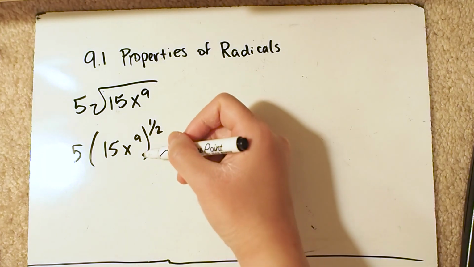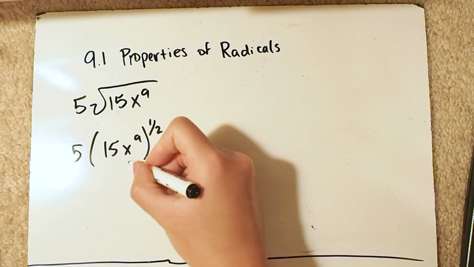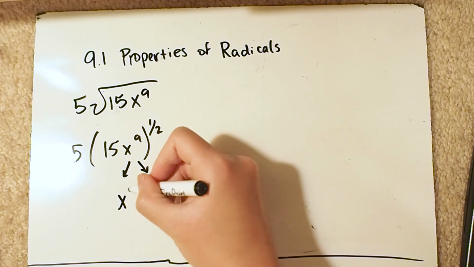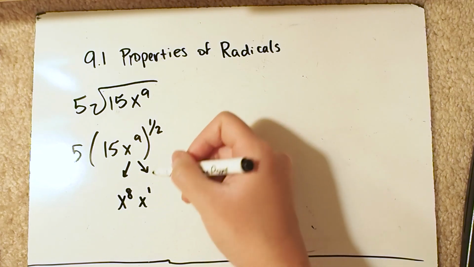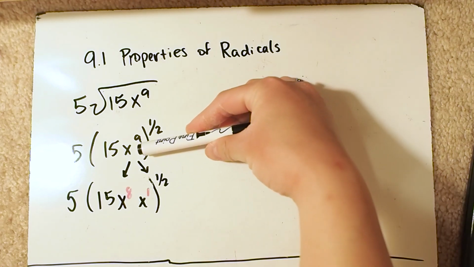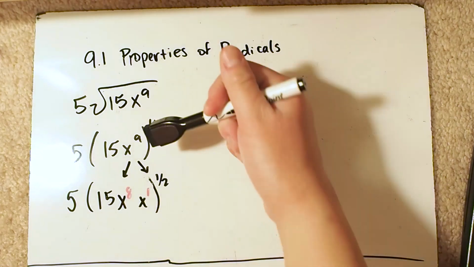Okay, right now it's an odd number. However, I'm just going to rewrite that so I get an even number and an odd number. So I'm just going to subtract 1, and I'm going to get x to the 8th times x to the 1. Okay, I'm going to put that back. So you can see how I've split x to the 9th into x to the 8th and x to the 1. 8 plus 1 is 9.